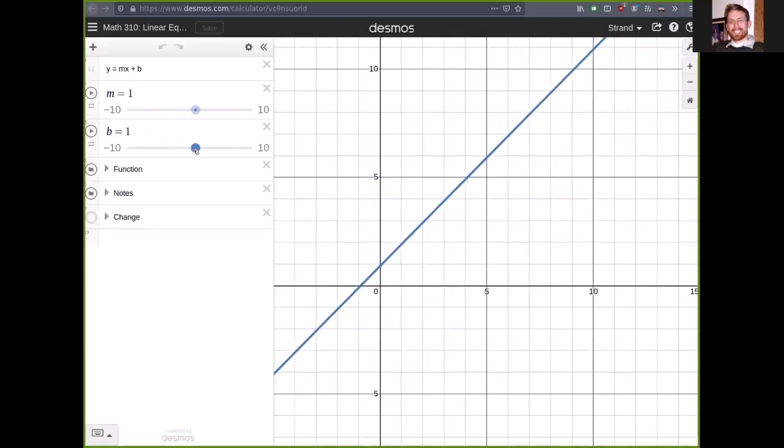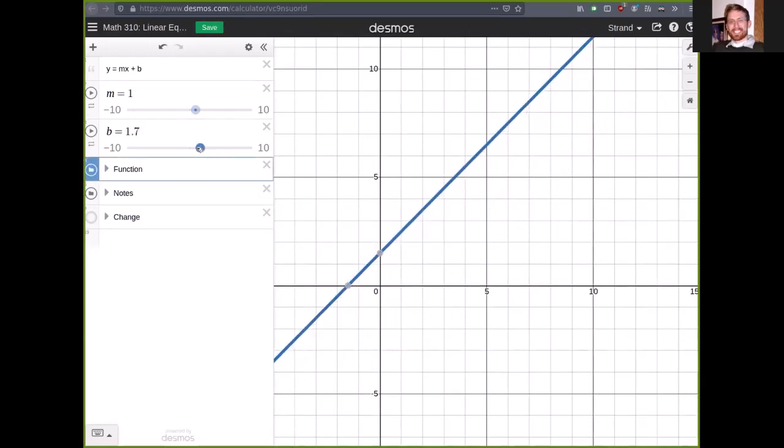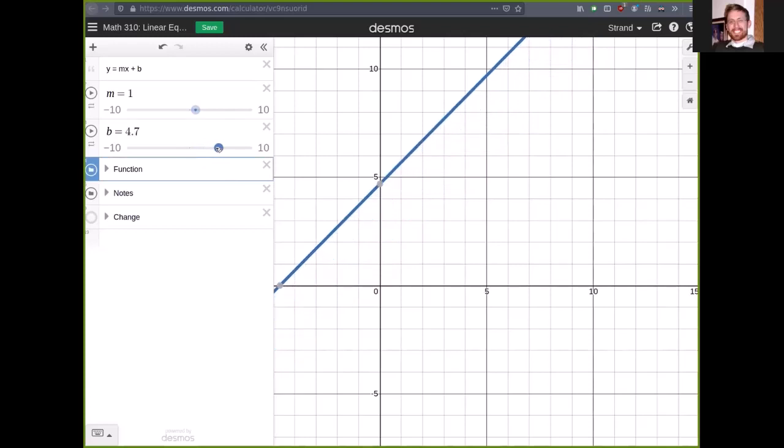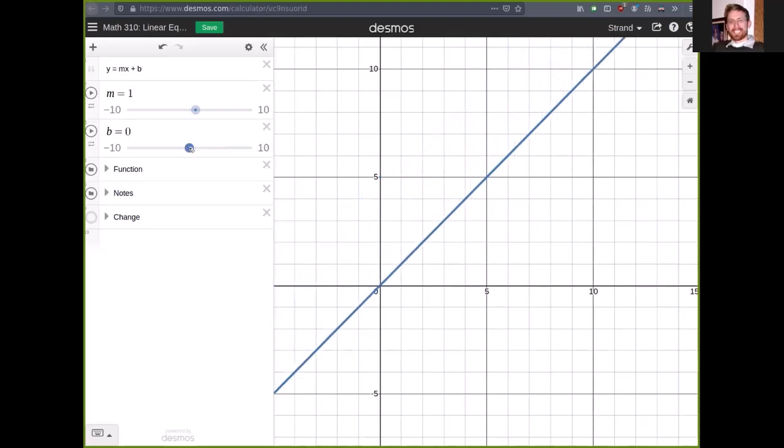And more than that, when b is 1, you'll notice that the graph touches the vertical axis at 1. And when b is 5, we touch the vertical axis at 5. So b is often called the y-intercept for that reason. So when it makes sense in the domain of the function, we call b the y-intercept because it's where the graph touches the y-axis. So let's go back to 0 for now. And now what happens when we change this m value?